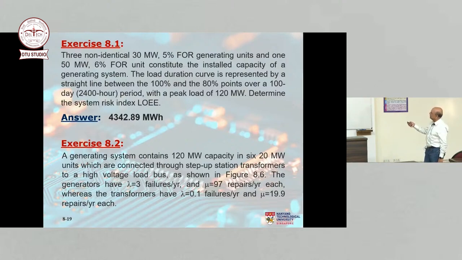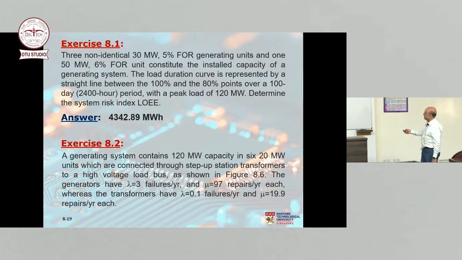So another exercise for you: 3 non-identical 30 megawatt, 5% forced outage rate generating units and a 50 megawatt, 6% forced outage rate unit constitute the installed capacity of a generating system. So it's 3 times 30, 90 plus 50, 140 megawatt. The load duration curve is represented by a straight line between the 100 and 80% over the 100-day period with a peak load of 120. Installed capacity is 140, the peak load is 120. Determine the system risk. Okay, similar to the 2 examples that we have seen just now. I'm sure you can do it, so there is an answer as well. Not sure if you can do it this afternoon because you have some demonstration of software, but hopefully you'll make time later on to check it out.